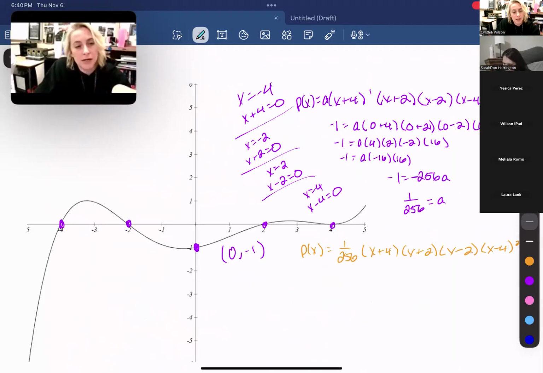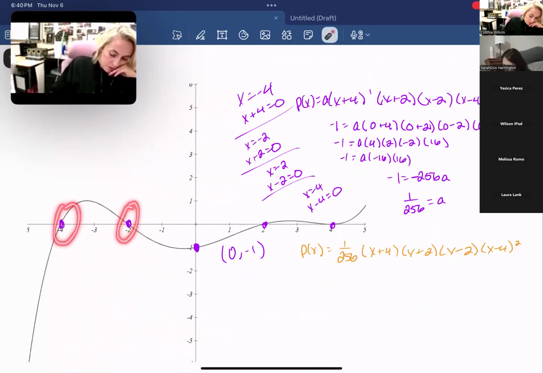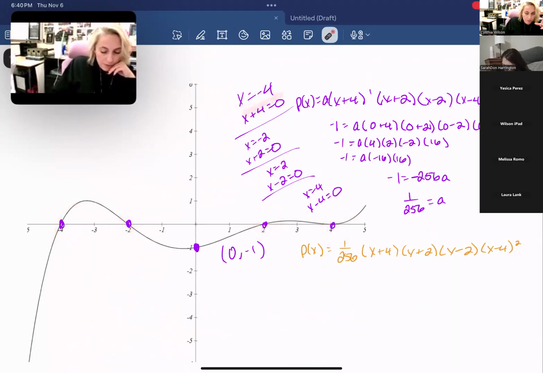All right, so we had to find the x-intercepts at -4, -2, 2, and 4. So x equals -4. If we make the factor for it, we have to add 4. So x plus 4 is your factor. Do the same thing for the -2, so x plus 2. Same thing for the +2, x minus 2. And the same thing for the 4, so x minus 4.